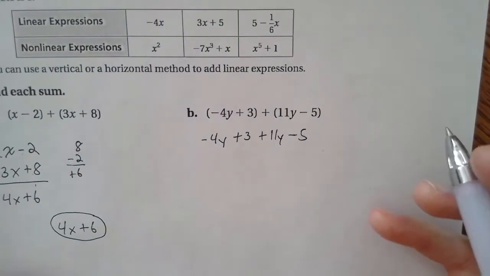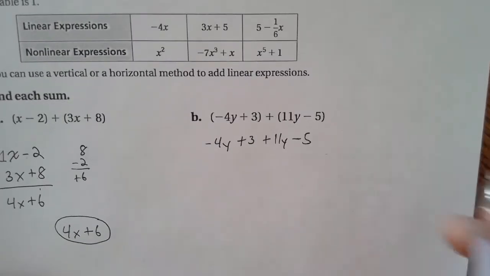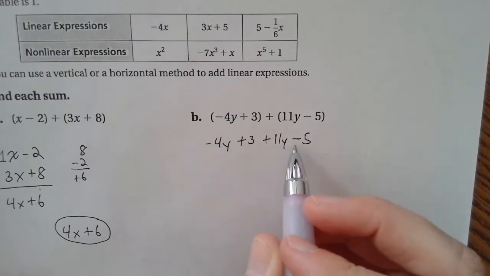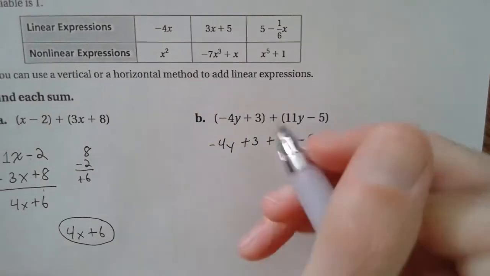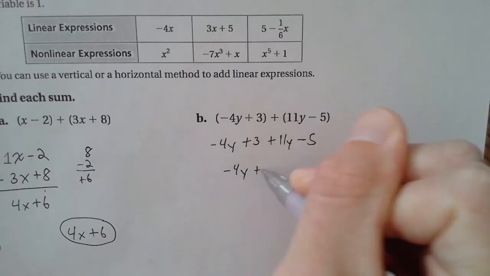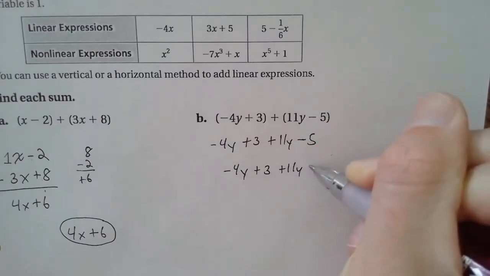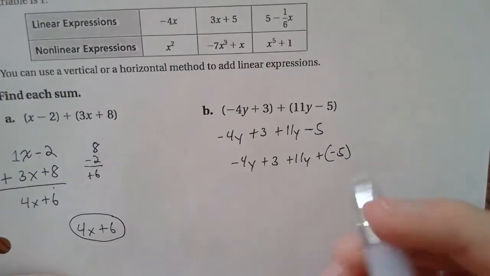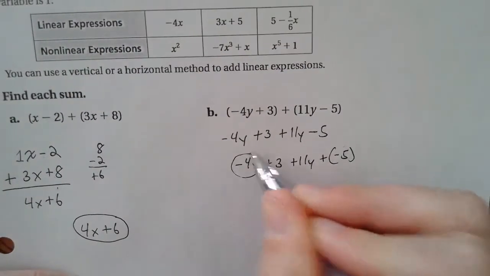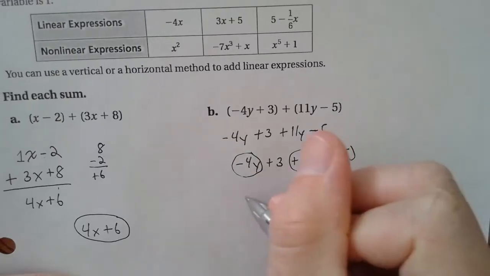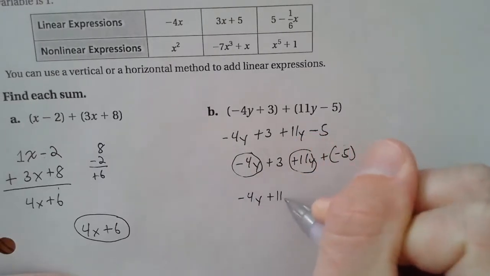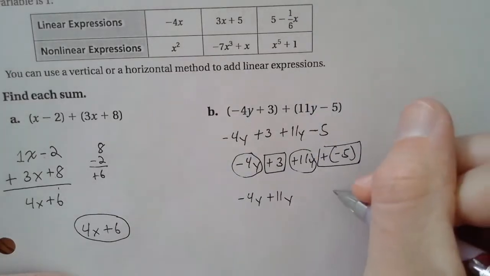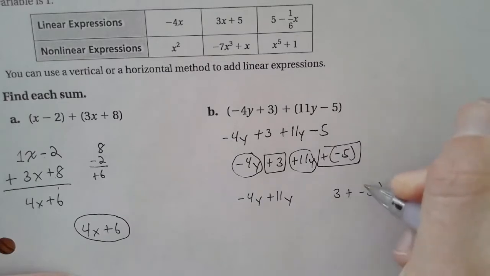Now I'm going to do what we did yesterday. I'm going to change it to the sum of terms. So keep that as a negative. Change this to a minus a positive. So I have negative 4y plus 3 plus 11y plus negative 5. And now I'm going to group together my like terms. So I have negative 4y plus 11y, and then I have 3 plus negative 5.